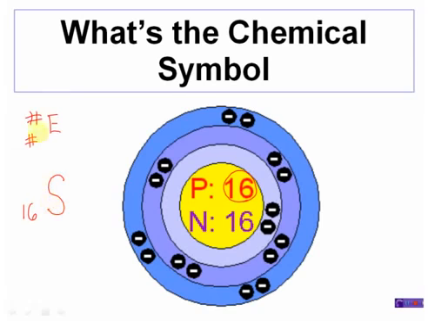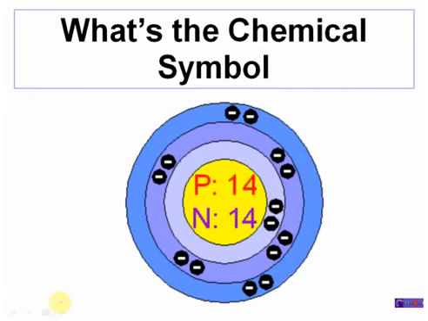Lastly, what is my mass number? The mass number is the top number. The mass number is a combination of protons plus neutrons. So 16 plus 16 gives me 32 particles in the nucleus, and so my mass number is 32. So what is the chemical symbol for something that has 16 protons and 16 neutrons? It's going to be 32 over 16 sulfur.